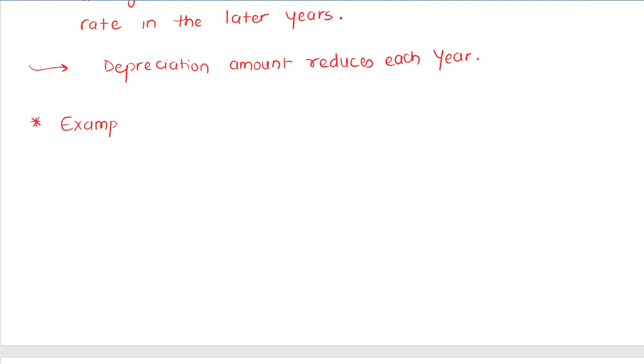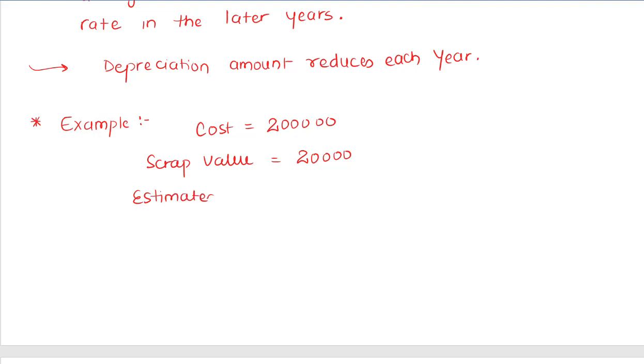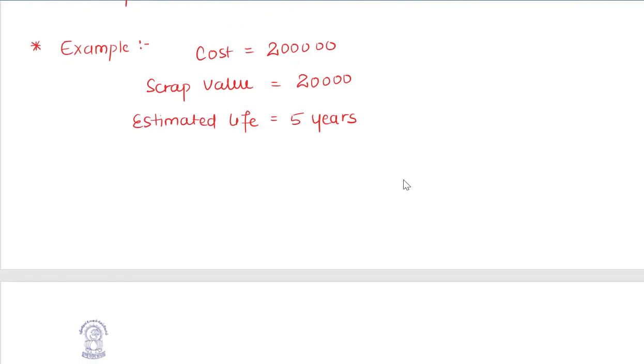Example. Cost equals 2 lakh. Scrap value equals 20,000. Estimated life equals 5 years. I believe you understood till here.